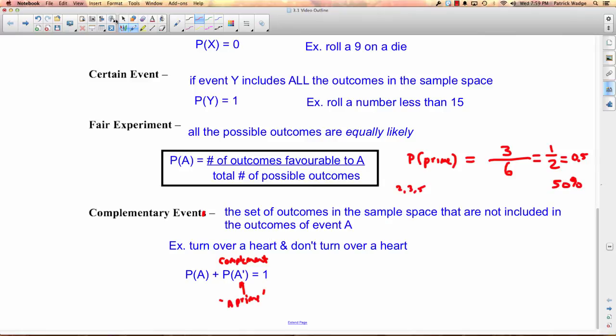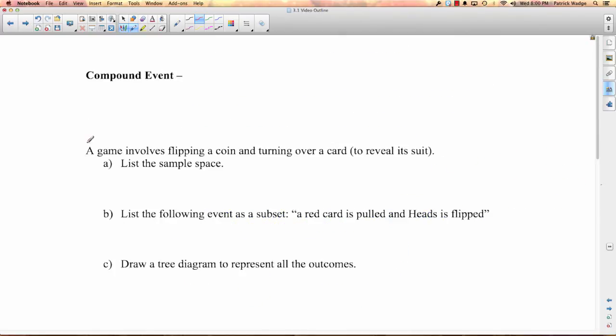Something has to happen. Another way you can show the complement is in this way. So again, this is our complement here. It's just another way of representing the complement. This is A bar. It means the same thing. Complementary events.